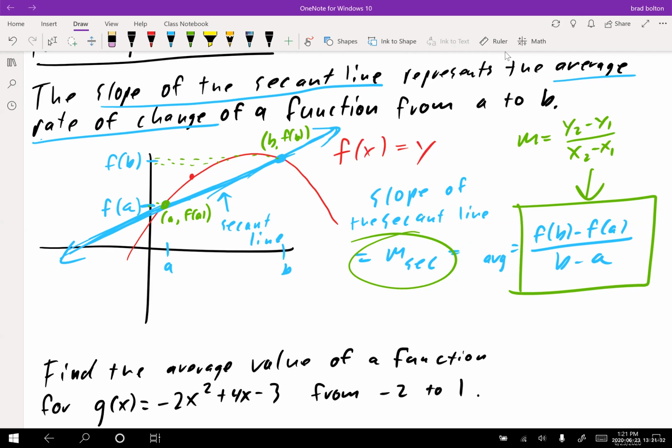Oh, actually, I should write this maybe a little different. Let's call this M average. Yeah, you know what? I like M average. I like that. M average. Let's do that.